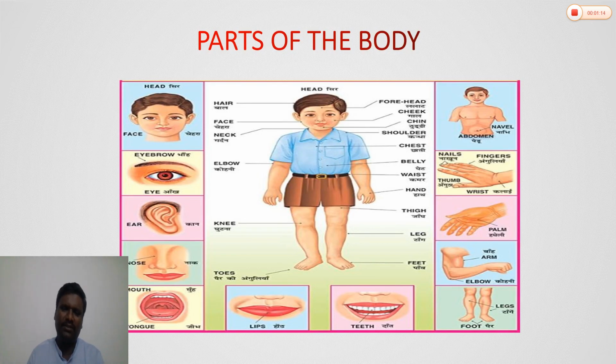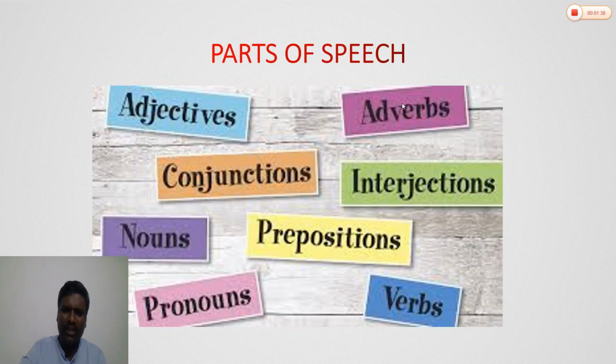We have parts in our body like hair, face, neck, elbow, knee, toes, forehead. In the same way, the language has its own parts. I told you this slide will help us to understand the next one which I would like to show you. The parts of speech is the very first and foremost thing we all have to learn in English.